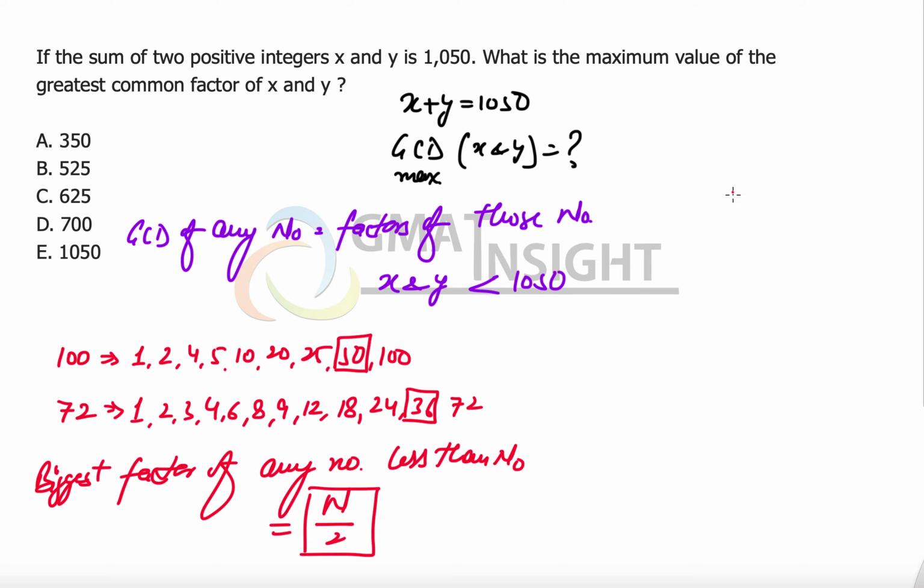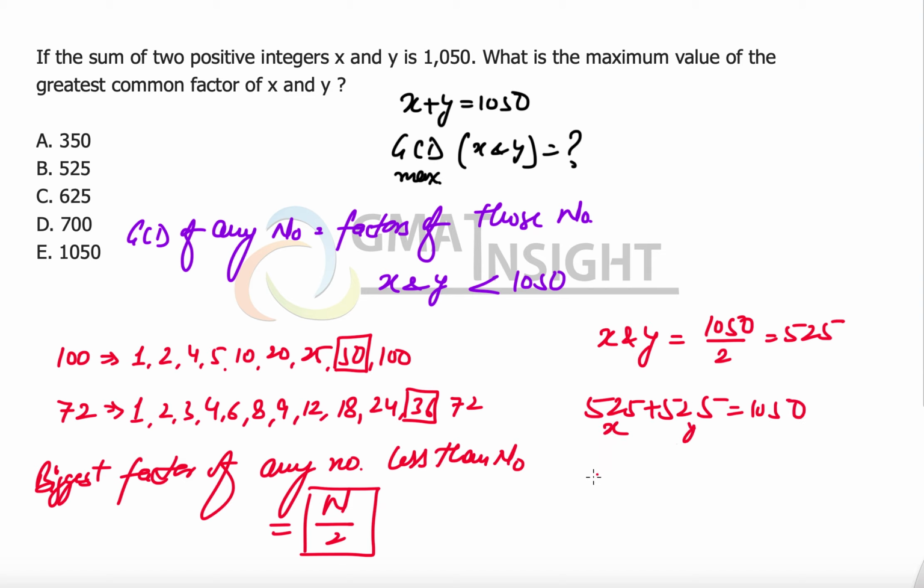So 1050 may have many factors, right? And we have to maximize the factors. We have to maximize the greatest common factor, and the greatest common factors are factors of those numbers. That means x and y each, when they are equal to 1050 divided by 2, they can be 525. Now we can see 525 plus 525 becomes equal to 1050, and if we call them x and y, then GCD of x and y will be equal to 525.